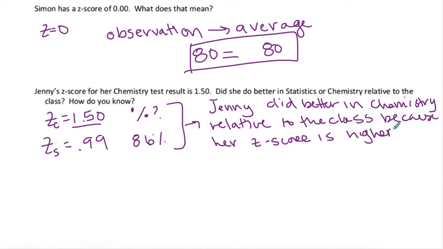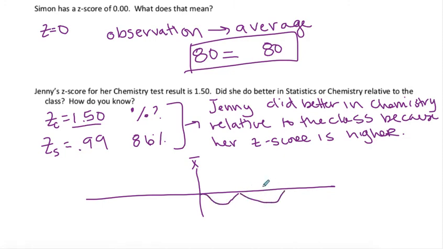It is possible that she has a higher z-score here, but a lower percent. So it's possible that the average on the chemistry test might be something lower than the average on the statistics test. And then when we go 1.5 standard deviations, this still could be lower than 86% because we don't know those two things. We don't know the observation for her chemistry test, and we also don't know the standard deviation or average on that test as a whole. The only information we have is the 1.5 z-score.